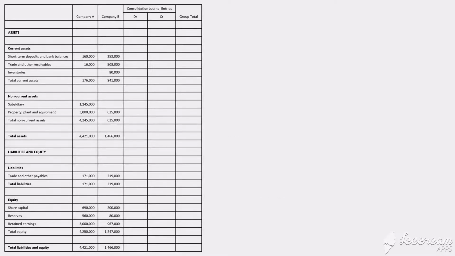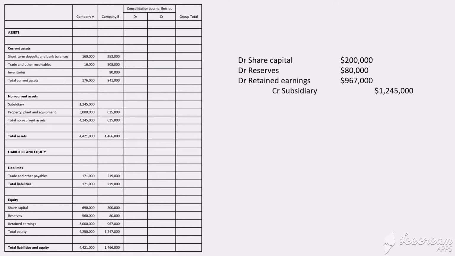Now let's consider another example, where the subsidiary line item indicates a cost of investment of $1,245,000. Again, let's assume Company A owns all the shares in Company B. The consolidation journal entry to eliminate the investment in subsidiary account is debit share capital, debit reserves, debit retained earnings, and credit subsidiary. Again, we realize the total debits does not equal total credits. This time, the cost of investment is less than the fair value of net assets acquired. The fair value of net assets acquired is $1,247,000, as seen from the subsidiary's total equity line.